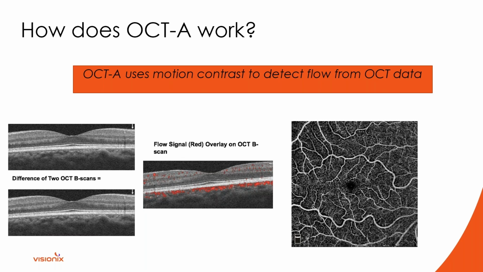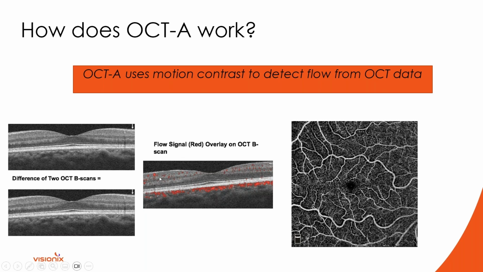The image in the middle we call a flow overlay image, and understanding how to use that flow overlay image in the interpretation of angiography is crucial. Anywhere on that flow overlay where there's red or pixelation are areas where the machine said, I see differences in the reflectivity between the scans, essentially meaning that there should be blood flow in those areas.